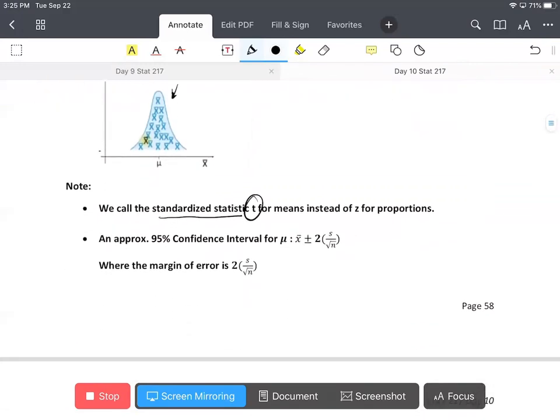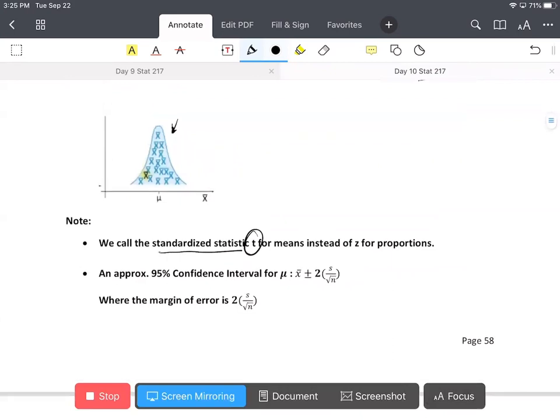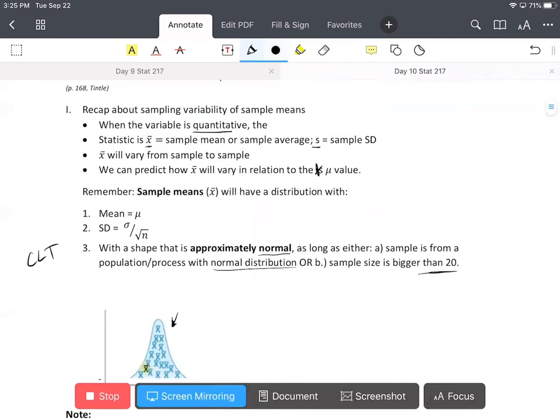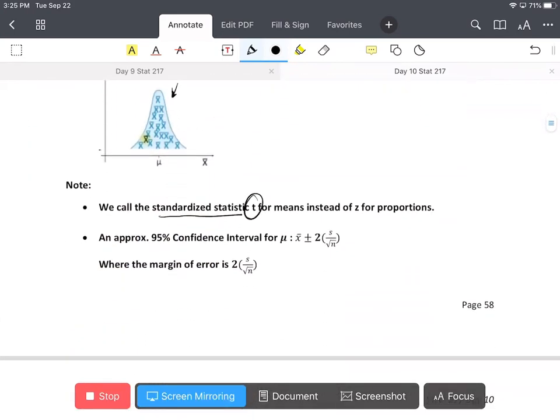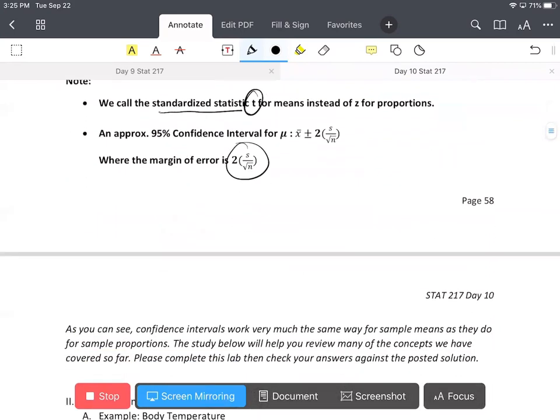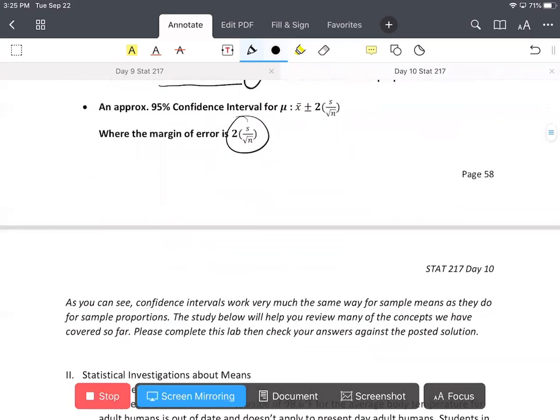An approximate 95% confidence interval for mu: mu should fall within x bar plus or minus 2 times s over the square root of n. Remember, s is just the standard deviation of the sample. You will not have to calculate the standard deviation of the sample. Remember, that will be given to you. That margin of error is 2 times s over the square root of n. So confidence intervals work very much the same way for sample means as they do for sample proportions.